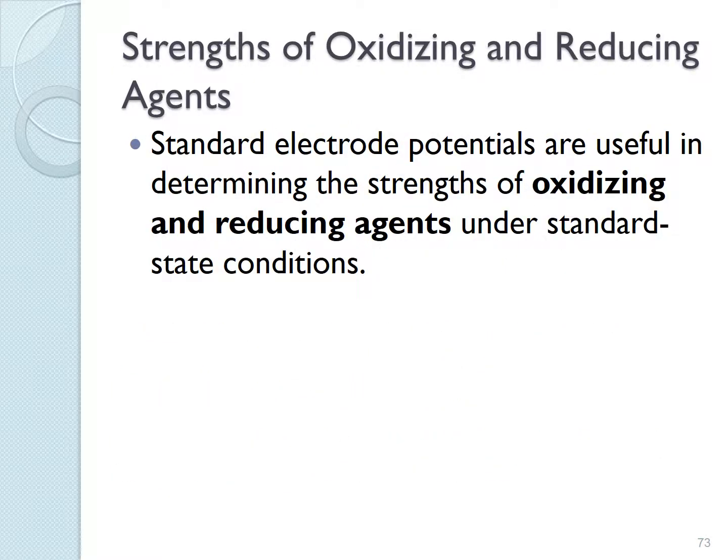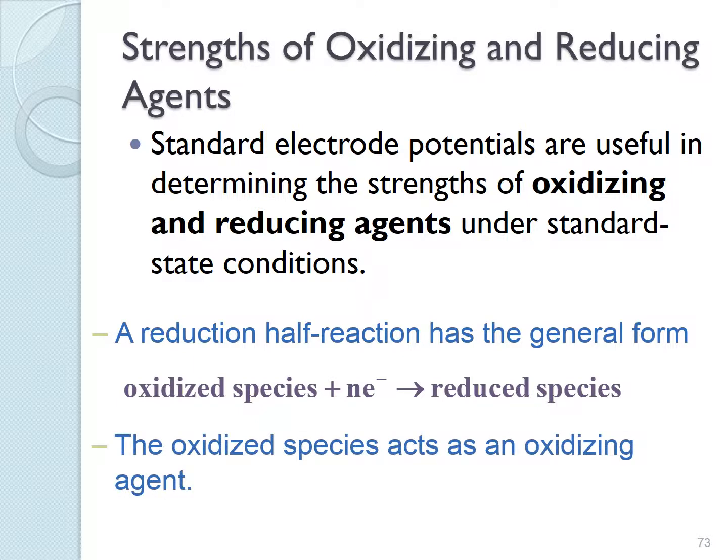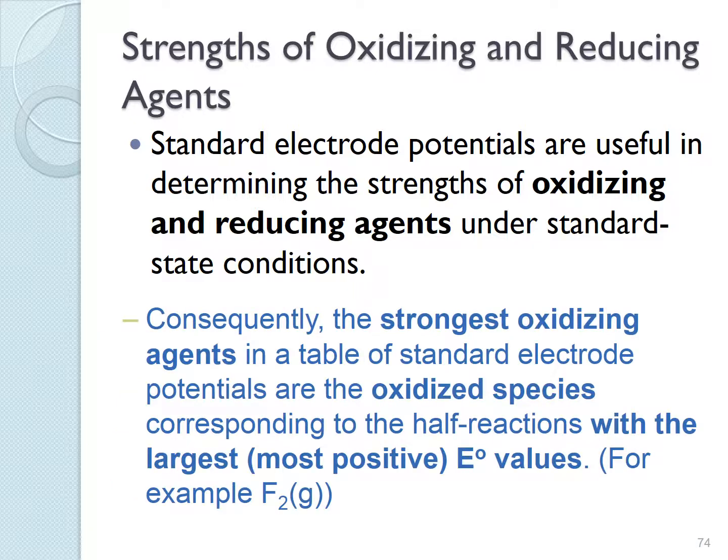So these standard electrode potentials are useful in determining the strength of oxidizing and reducing agents under standard conditions. If something is reduced, we know that it is an oxidizing agent, right? So the thing that is the strongest oxidizing agent, which means it is the thing most likely to be reduced, will be the species that has the largest, most positive E value.